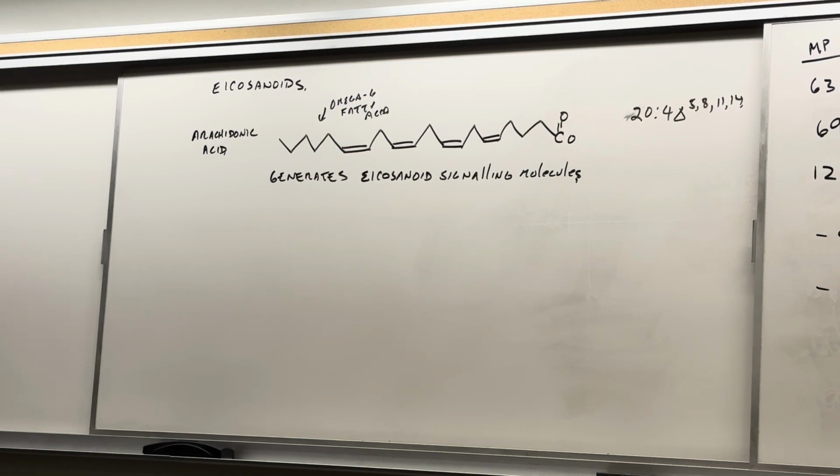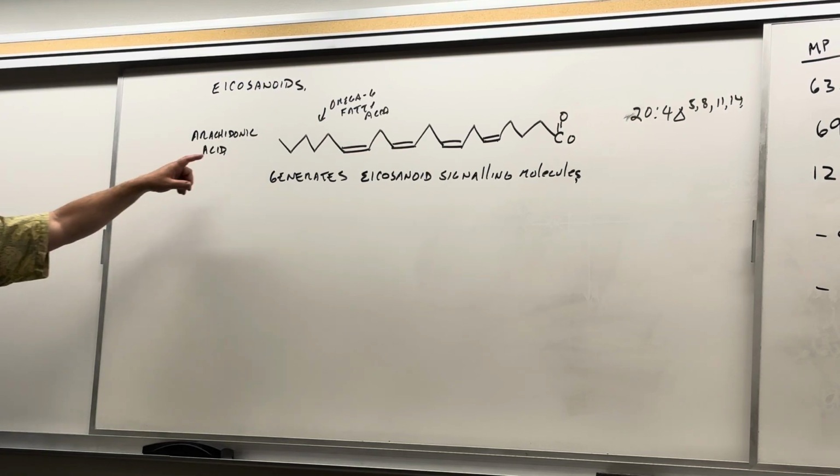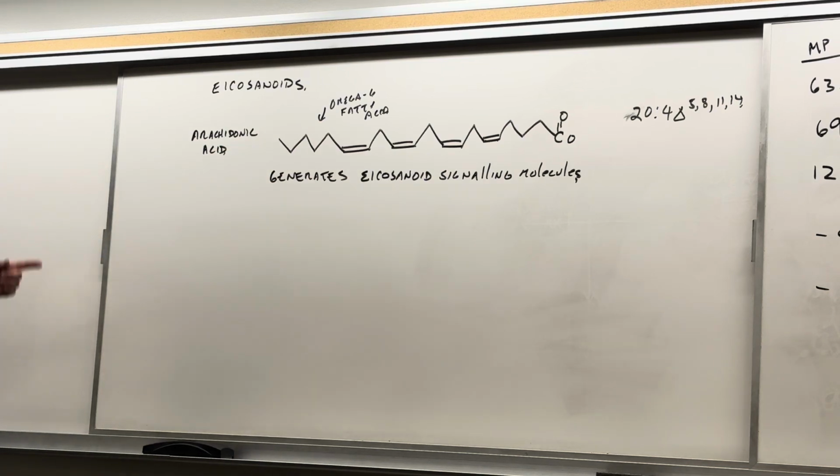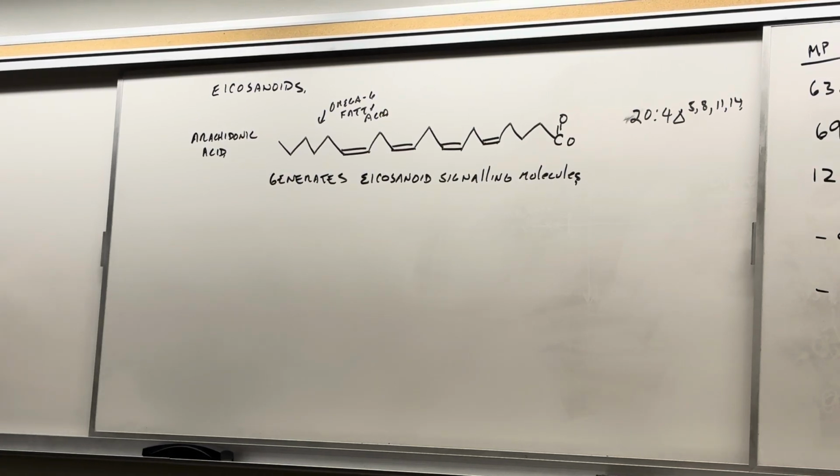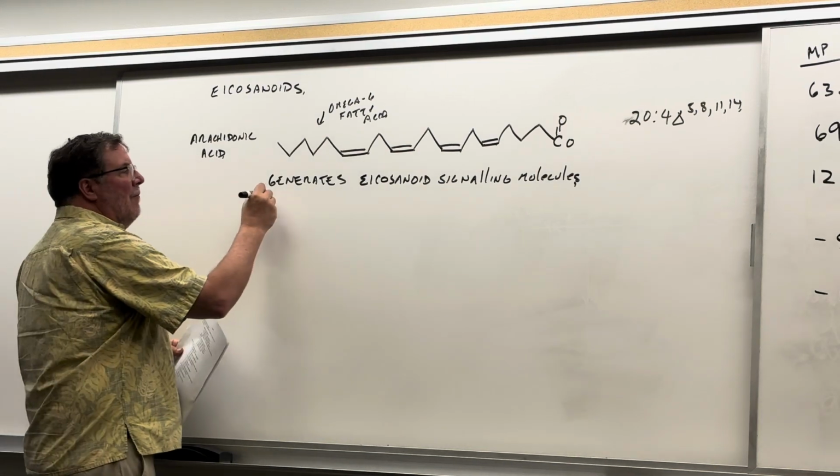Remember, I was talking about the cyclooxygenase, the enzyme that is inhibited by the non-steroidal anti-inflammatory drugs, the aspirin and all of that. This is the substrate for that reaction, and that's part of this pathway to make these eicosanoid signaling molecules. These tend to be pro-inflammatory.